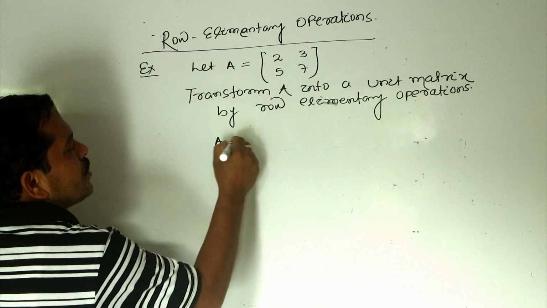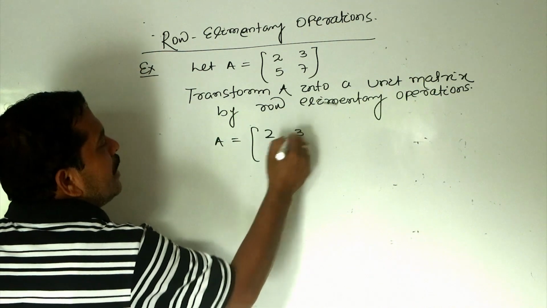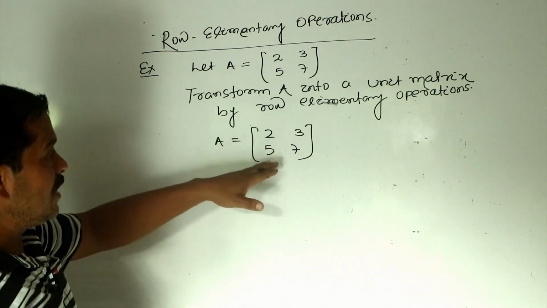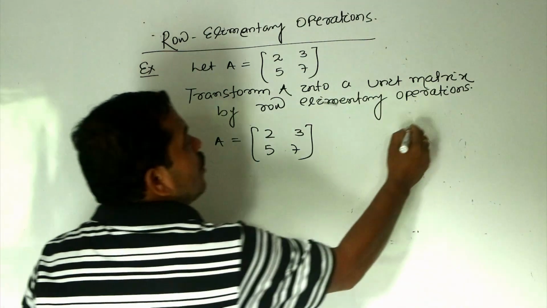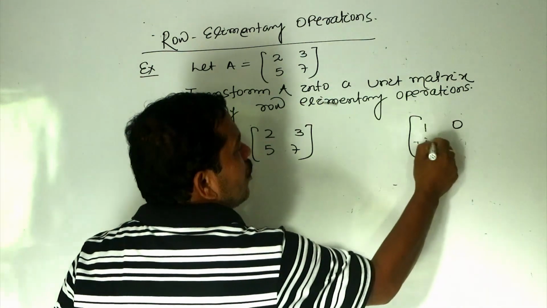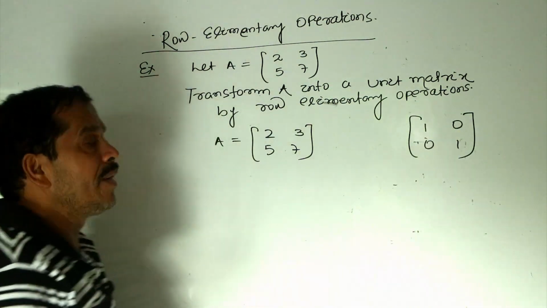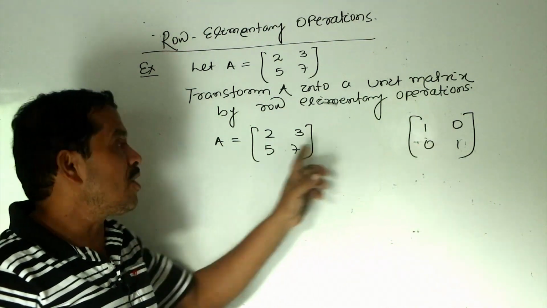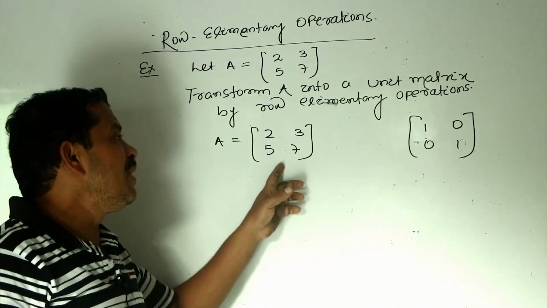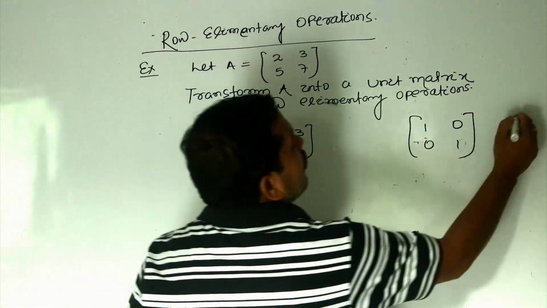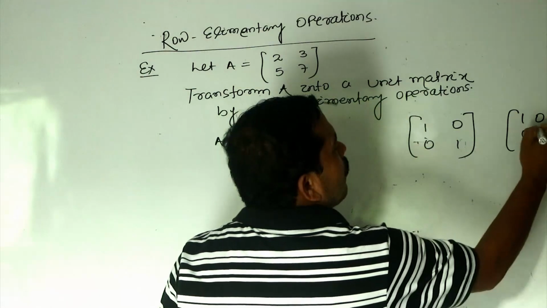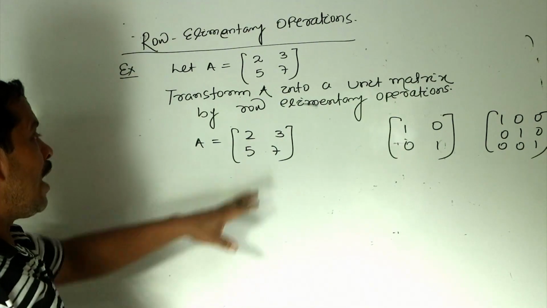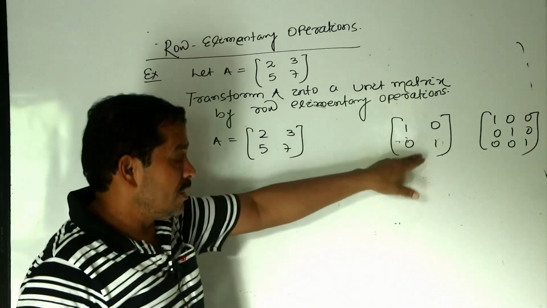First, here A equals 2, 3, 5, 7. We have to transform this matrix to the unit matrix, which means we have to transform it to 1, 0, 0, 1. This is the unit matrix of order 2 cross 2. If it is a 3 cross 3 matrix, then we have to transform it to 1, 0, 0, 0, 1, 0, 0, 0, 1. Now we have to transform this matrix to this matrix.